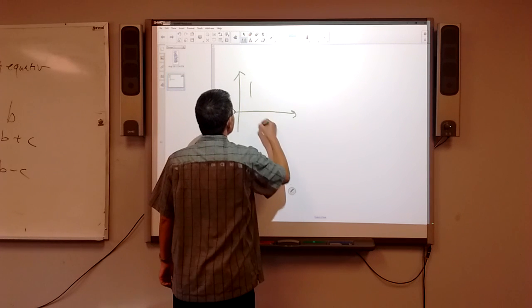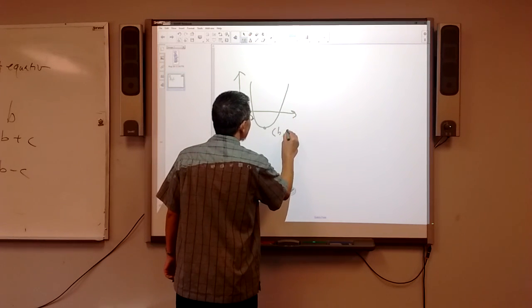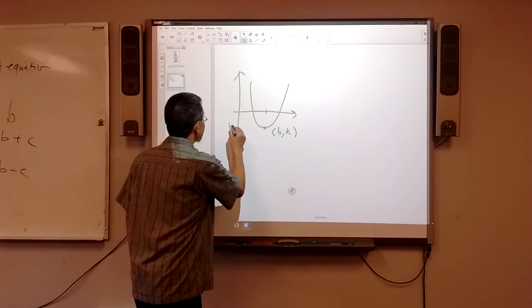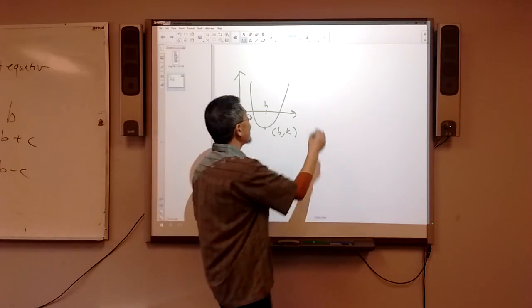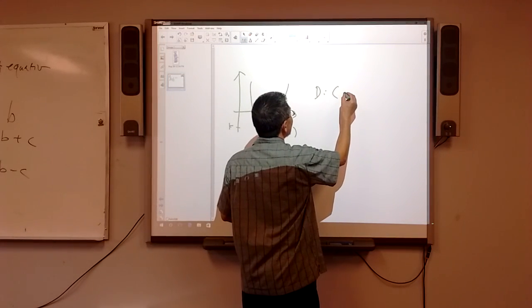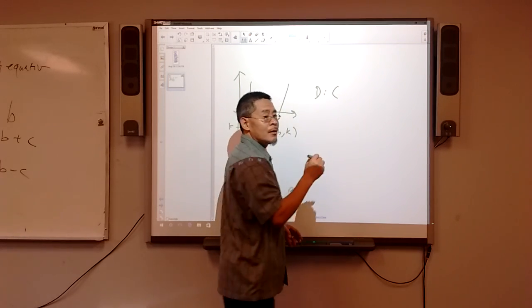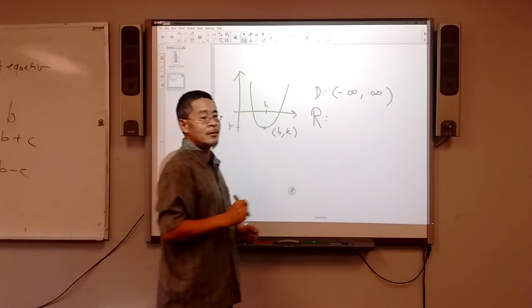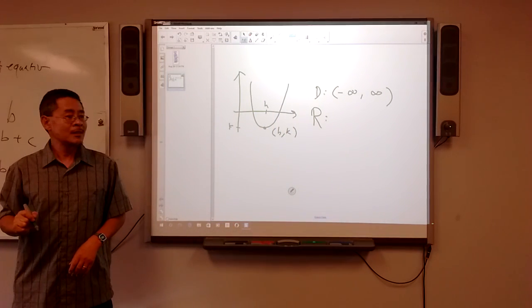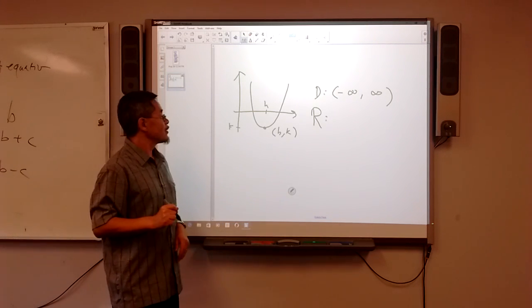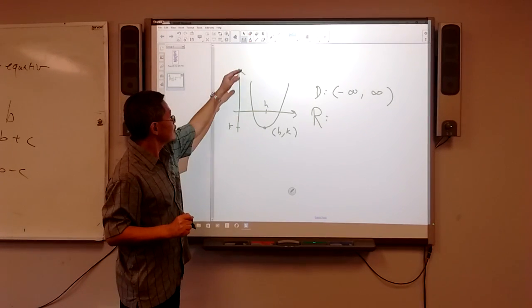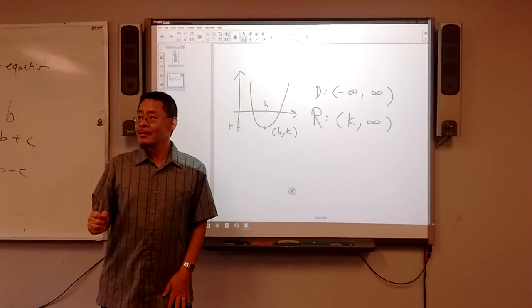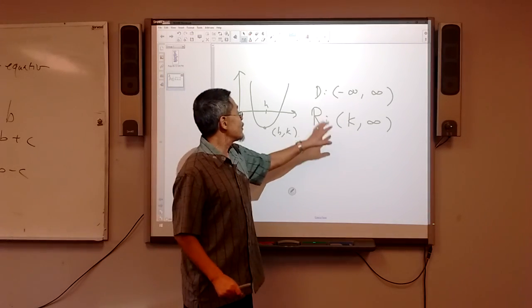Now I'm going to look at the properties of that function. If we have something like this, this is our h and k, right? So this is our k, this is our h. So our domain is what? Negative infinity to positive infinity. What is our range? Well, it would be from k to infinity. Yeah. Right? We're good?